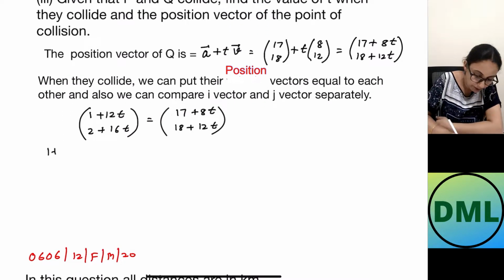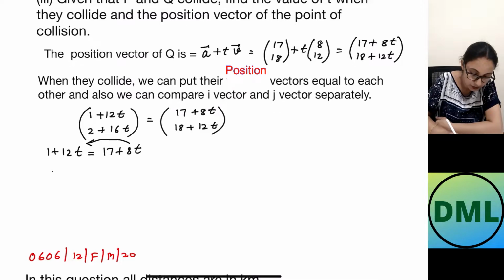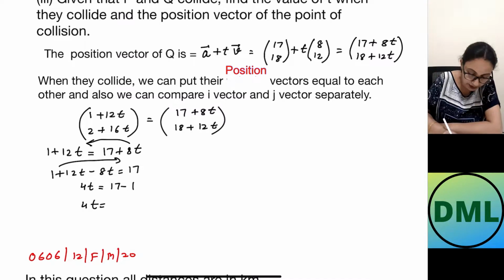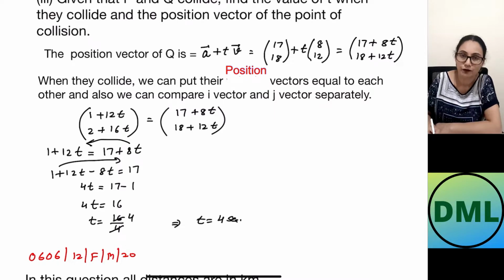So 1 plus 12t will be equal to 17 plus 8t. Now move this 8t to the left hand side. So that will be 1 plus 12t minus 8t is equal to 17. Now move this 1 to the right hand side. That will be 12t minus 8t, which is 4t, equal to 17 minus 1. So 4t is equal to 16. So the t value will be 16 over 4, which is 4. So the value for t is 4 seconds. That means they will collide after 4 seconds.